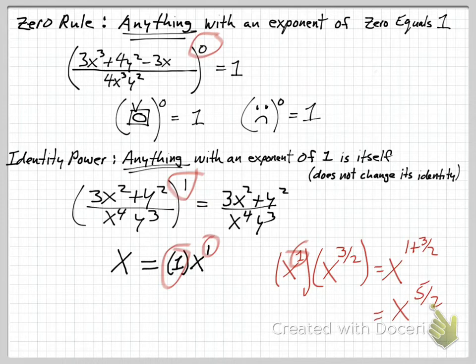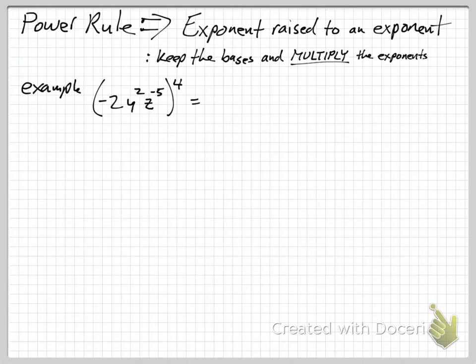The last exponent rule we're going to talk about is very important. We call this the power rule, and that is an exponent raised to an exponent. What's the rule? We simply multiply. You don't have to write this down, but what does all this say if this is raised to the fourth power? This is actually what it means.